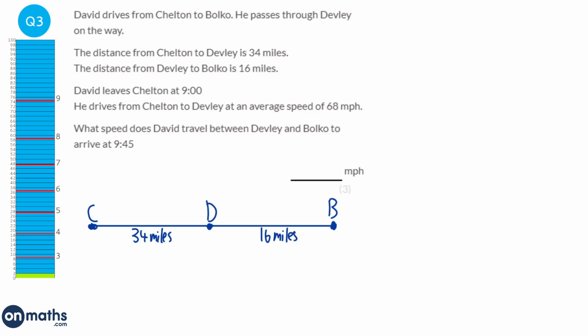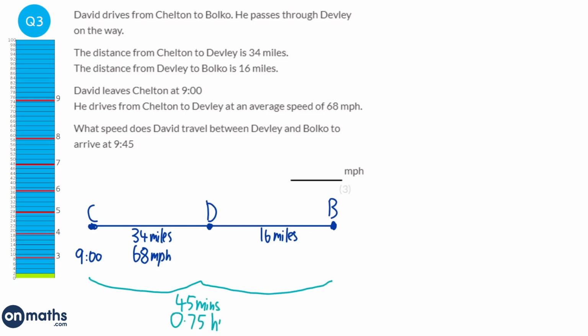David leaves Chiltern at 9 o'clock. He drives from Chiltern to Devley at an average speed of 68 miles per hour. And what speed does David travel between Devley and Bolko to arrive at 9:45? So the whole duration of this, the whole thing needs to be 45 minutes or 0.75 hours. And the entire distance is 34 plus 16, so that would be 50 miles.